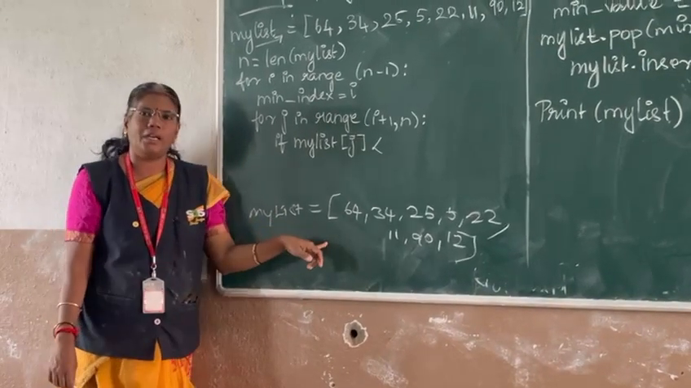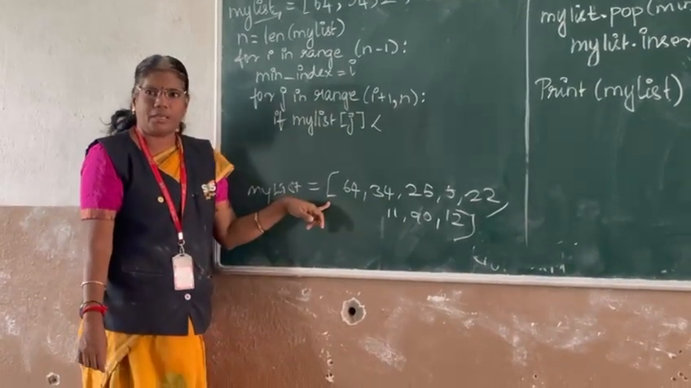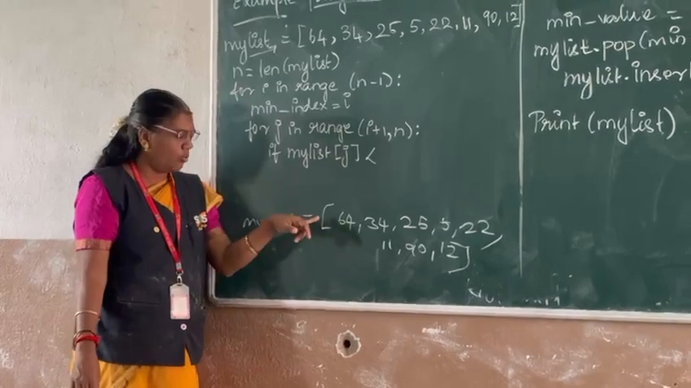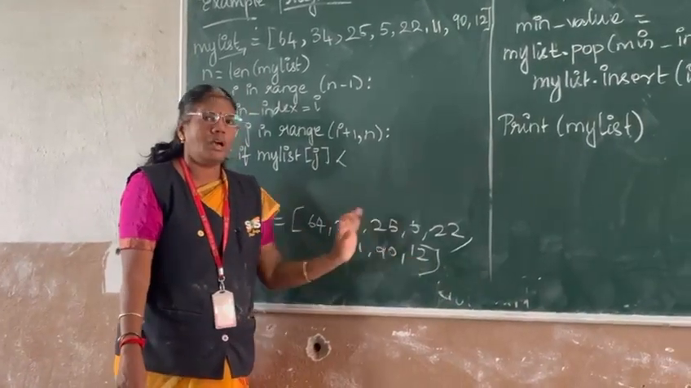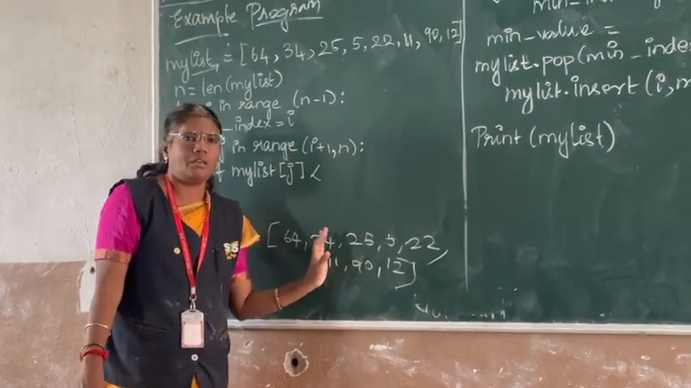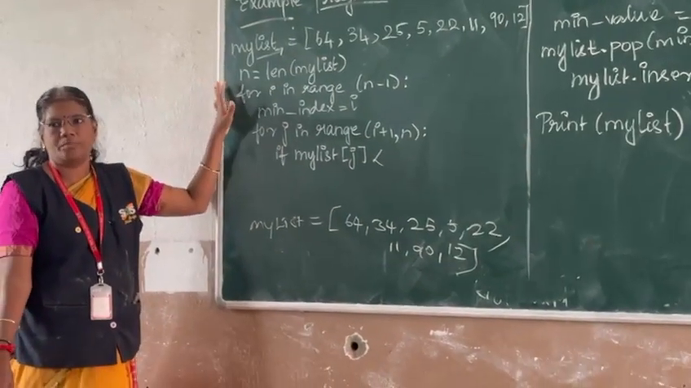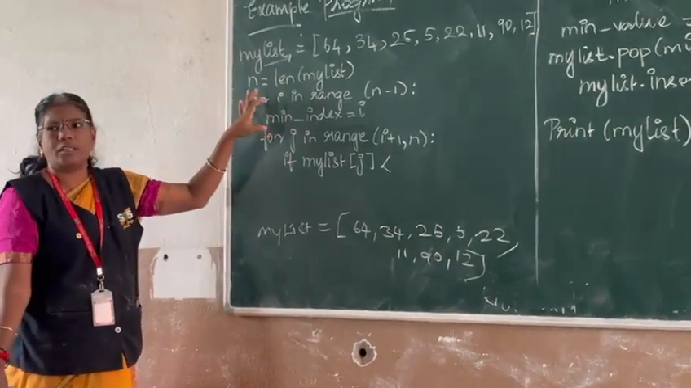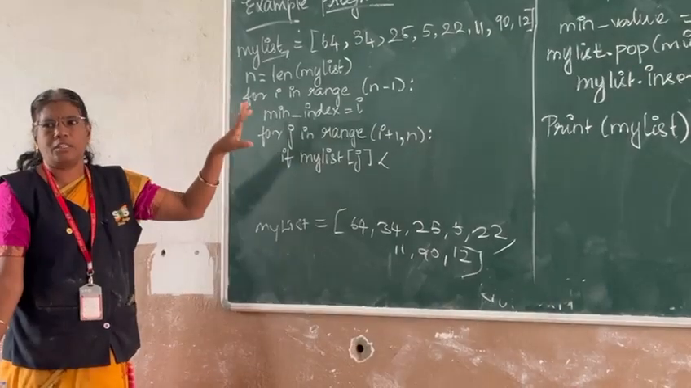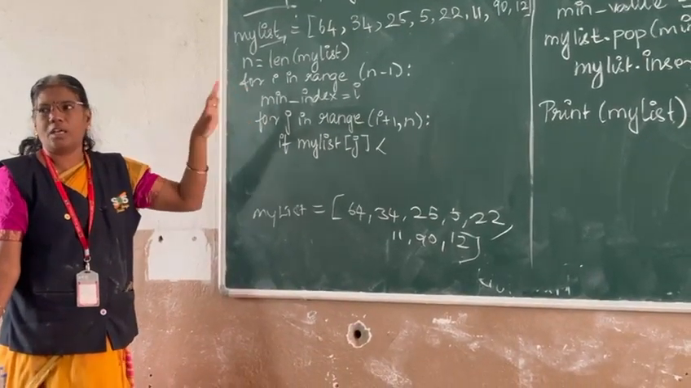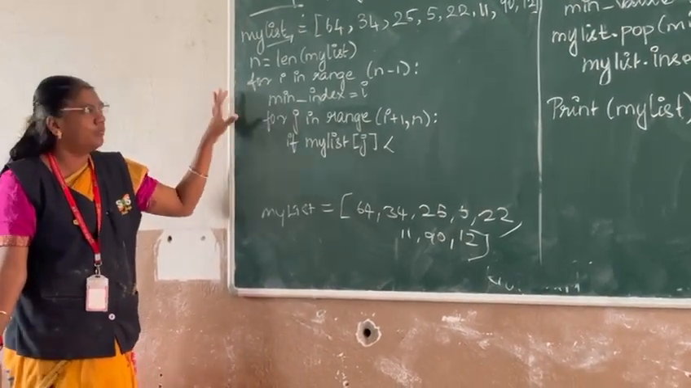The list is created by using square brackets, an open square bracket and a close bracket. In that we can contain a number of elements. This is the first step, creating my list. In that list, we have to sort the elements in ascending order. This is an example program.